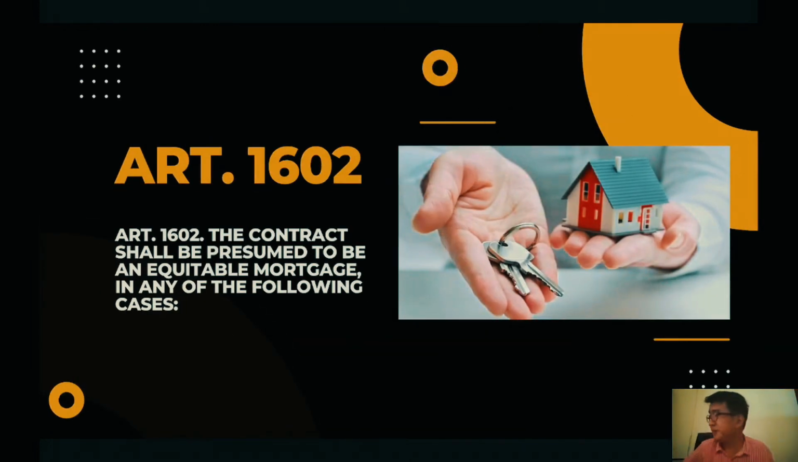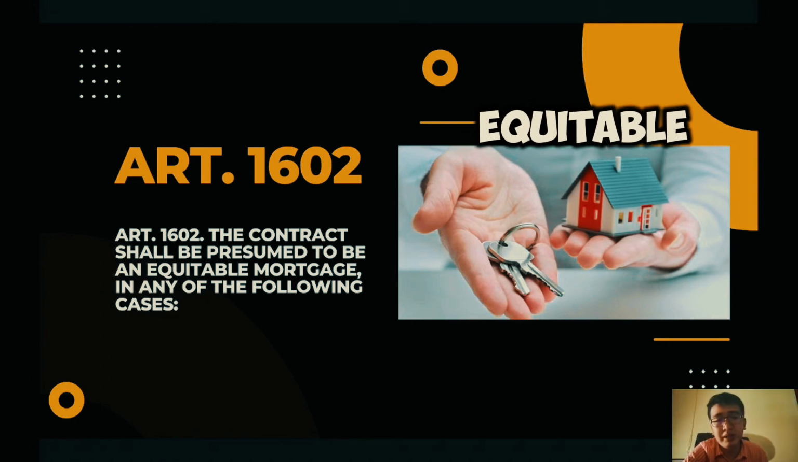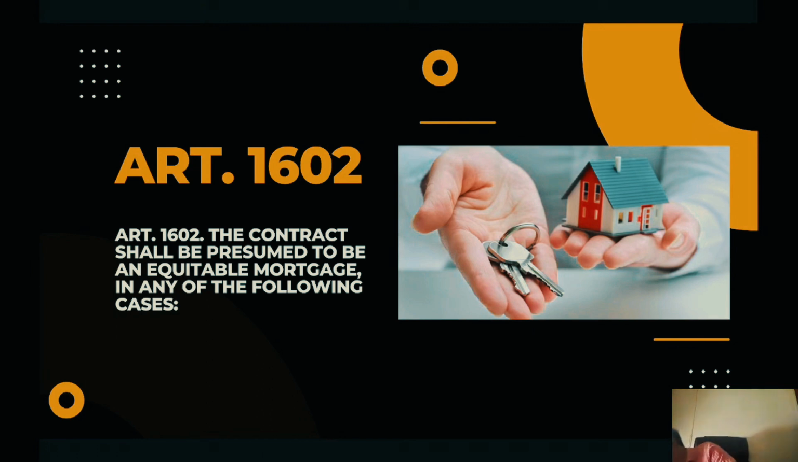Article 1602. The contract shall be presumed to be an equitable mortgage in any of the following.